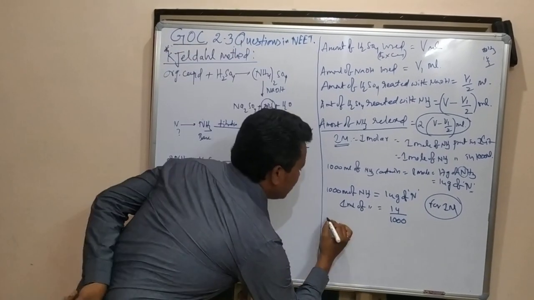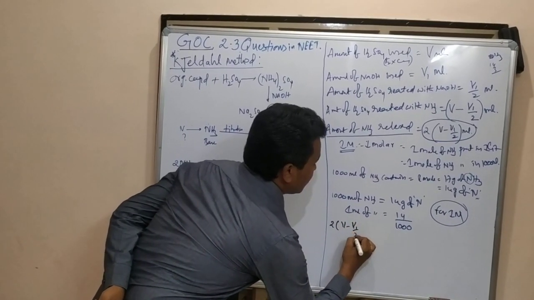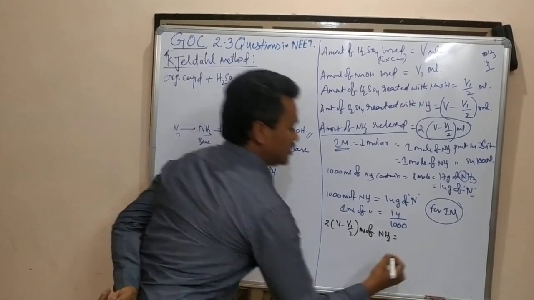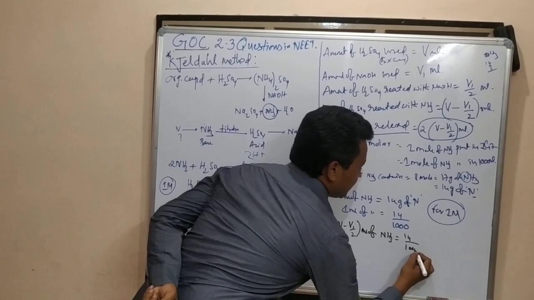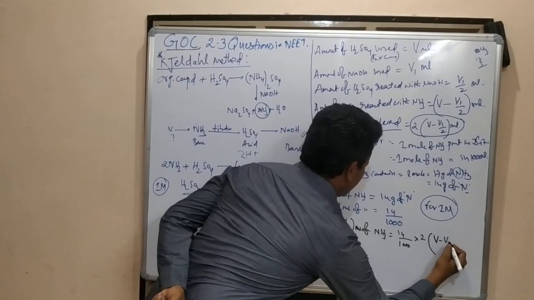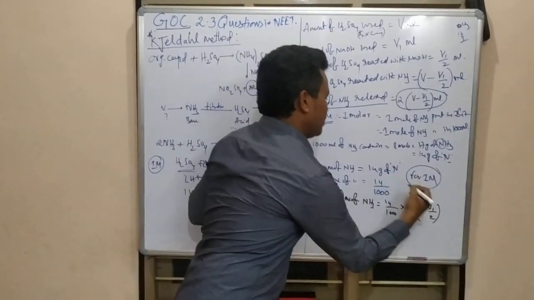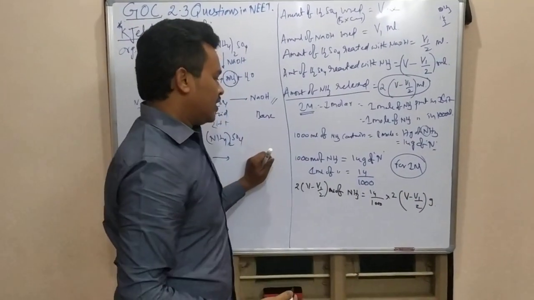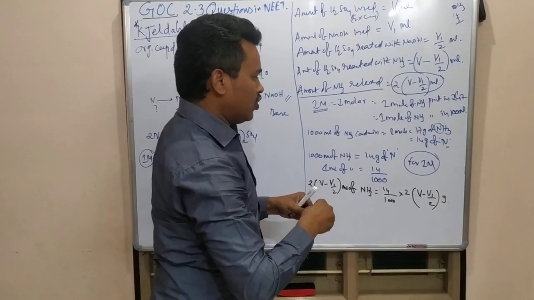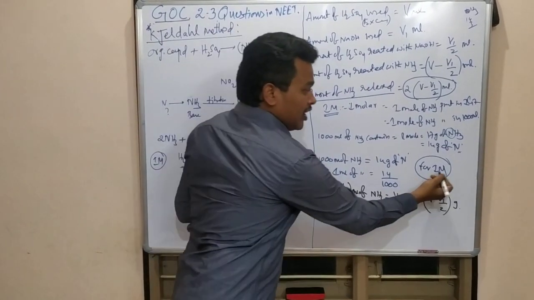How many ml? 2 into V minus V1 by 2 ml of NH3 contains how much nitrogen? As it is, 14 by 1000 into this one, 2 into V minus V1 by 2. This many grams of nitrogen. Here again what can we say? 2 into V minus V1 by 2 grams of nitrogen, containing this much. This we are going to calculate for 1 molar.